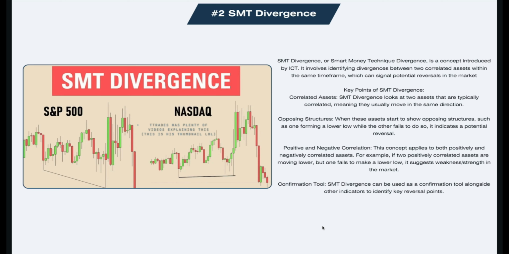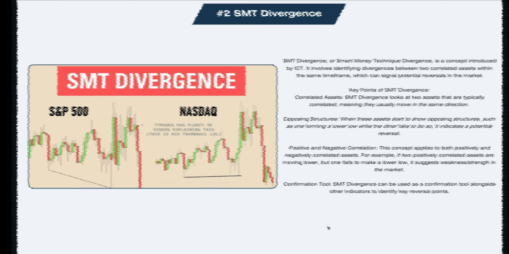Confirmation tool: SMT divergence can be used as a confirmation tool alongside other indicators to identify key reversal points. What I mean by indicators, guys, I don't actually mean trading indicators. I mean confluences. Some people use indicators as confluences, it's just a semantics kind of thing. But yes, you can use SMT divergence. There is actually a really good indicator from LuxAlgo, and I'll link it in the description below for you to check out specifically for SMT divergence. All right, so I'll leave it there for you guys.